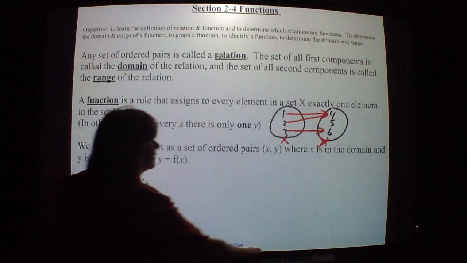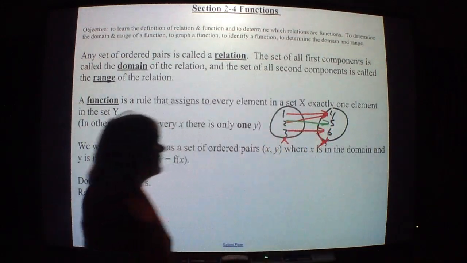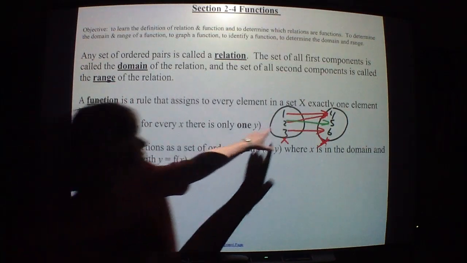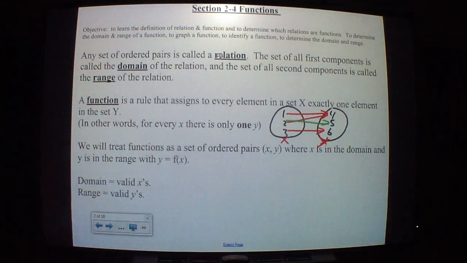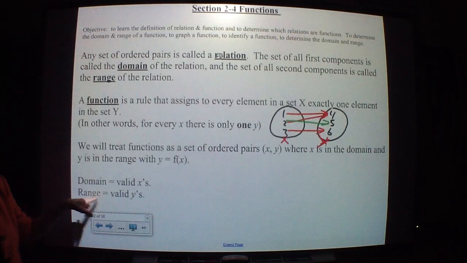As soon as I do something like this, that now is not a function, because for the number 2, I have 2 different Y's associated to it. Okay? So we will treat a function as a set of ordered pairs, X comma Y, where X is a domain and Y is a range. The notation, function notation, instead of Y, we'll say f of x. So remember, domain, x's, range, y's.